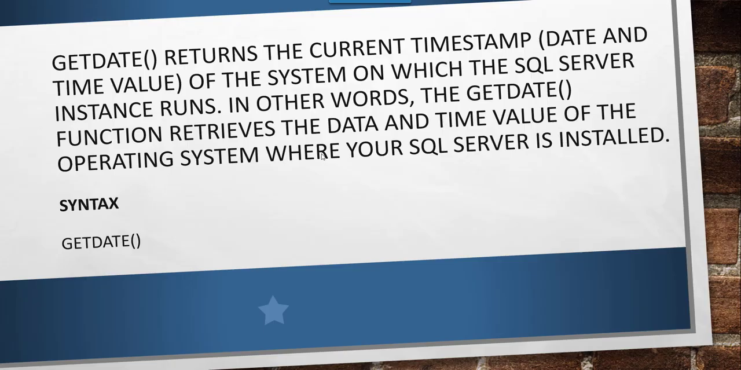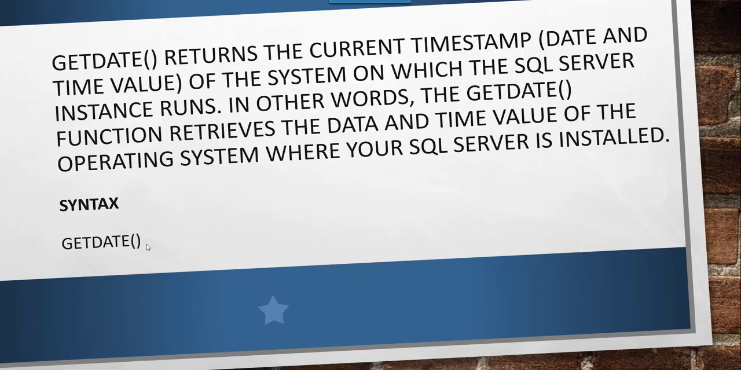When we see some demo, we will have a clear picture on this. If you see the syntax, it is just getDate and then the brackets start and end. This is the syntax of the getDate function. It doesn't require any parameter inside the brackets. So you can use getDate even as a default value for a column in a table. All these things we will see as part of this video tutorial.